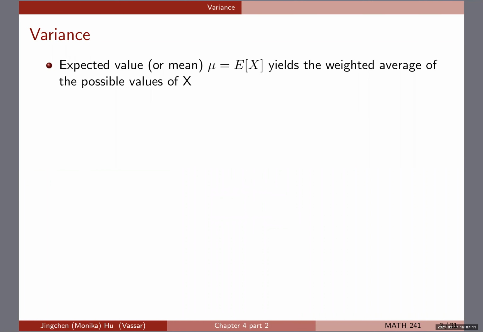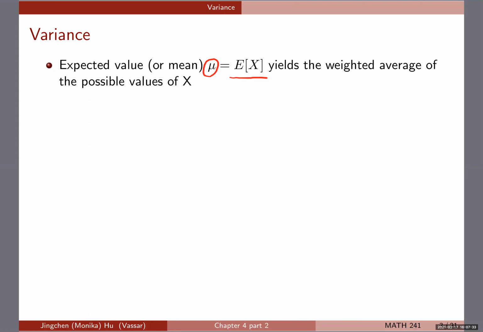Recall that we have covered the expectation, or expected value, or mean, using this notation: E of X, as X is the random variable. A lot of times we also use mu to represent the mean. It is the weighted average of the possible values of X. We covered the definition and how to compute it.